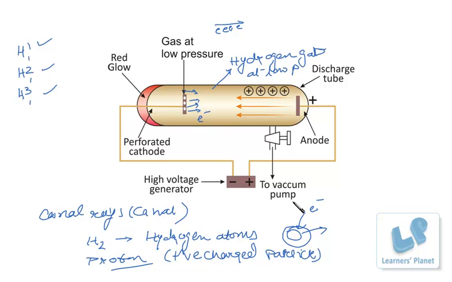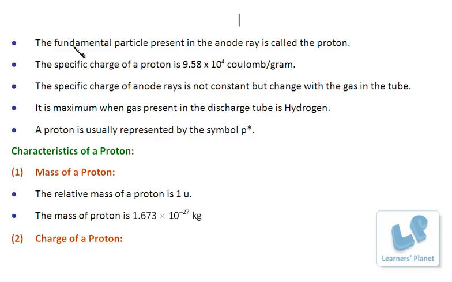There is a vacuum pump to lower the pressure of the gas. The fundamental particle present in the anode ray is called proton. I have told you, it is the leftover particle of the hydrogen gas. I hope you have understood this.